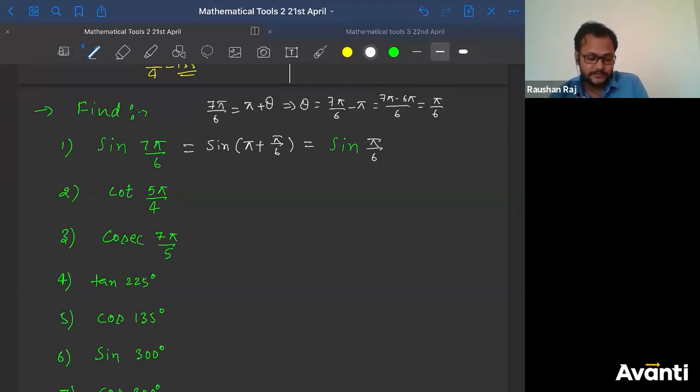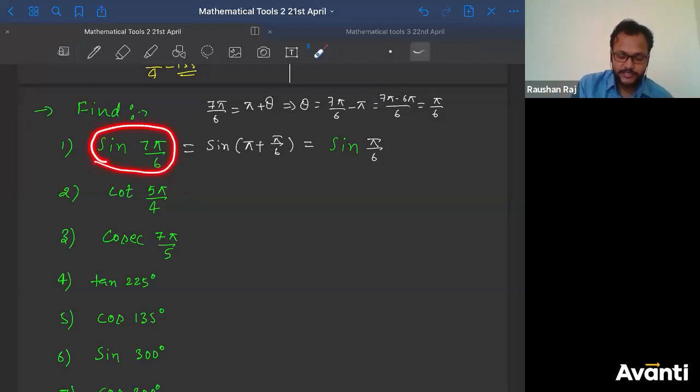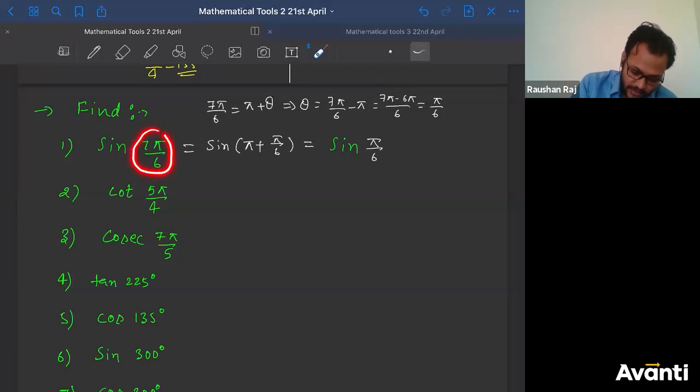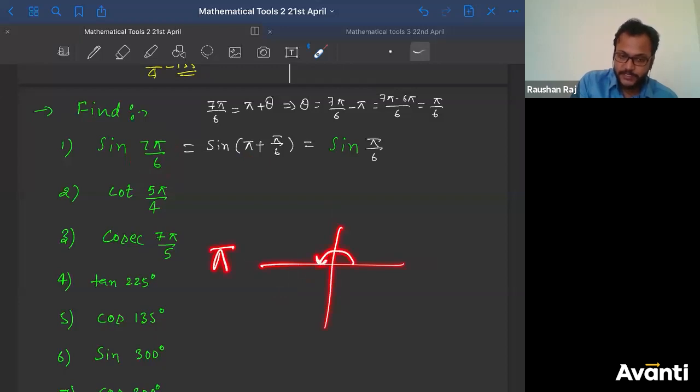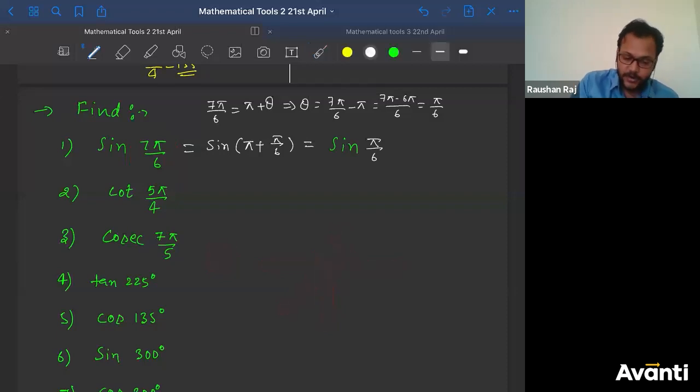How do we decide that? Let us go to the quadrant in which the angle will lie. Which angle do we have to talk about? We are talking about sine 7 pi by 6, so we should check the quadrant for 7 pi by 6 only. In which quadrant will 7 pi by 6 lie? As we know, 7 pi by 6 is nothing but pi plus pi by 6. So you have to go in the anti-clockwise direction to pi, and then pi plus pi by 6 means again going anti-clockwise. So it is the third quadrant. In the third quadrant, is sine positive or negative? It is negative indeed.